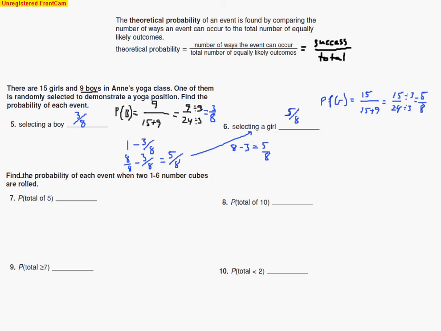The next one is the probability of each event when we are rolling 2 number cubes. So we've got 2 of them, and we want to find the probability of rolling a 5. Here's what I would do. Let's go ahead and draw a box. In this box, I'm going to write down the different outcomes, because we've got lots of outcomes when we roll dice. Here's die 1, we'll call this one. We have the outcomes of 1, 2, 3, 4, 5, or 6. On die 2, we've got 1, 2, 3, 4, 5, or 6.